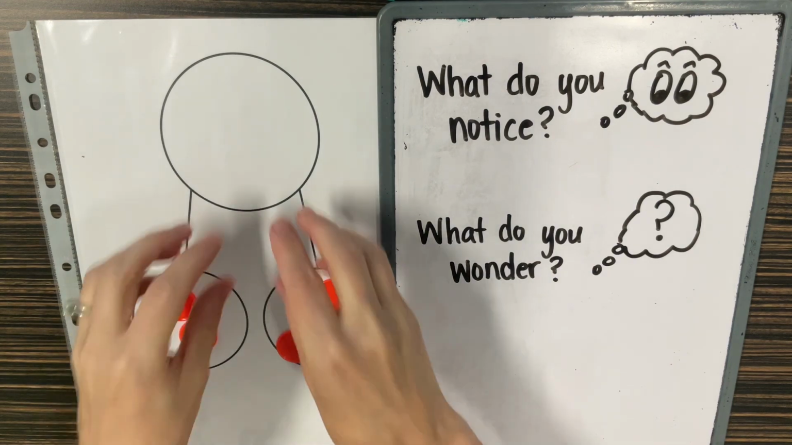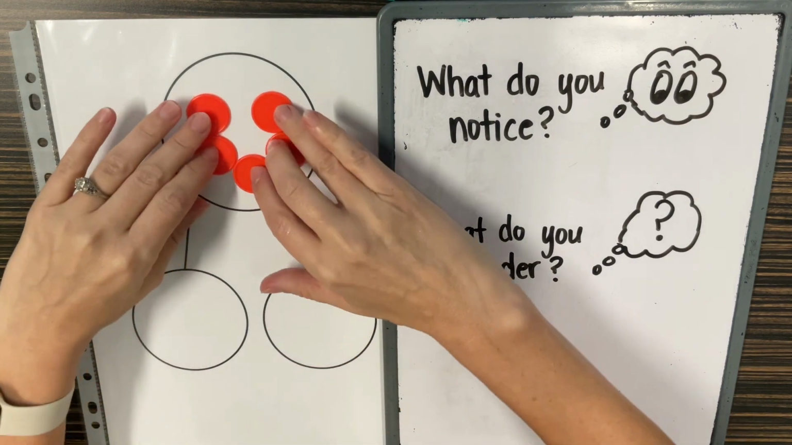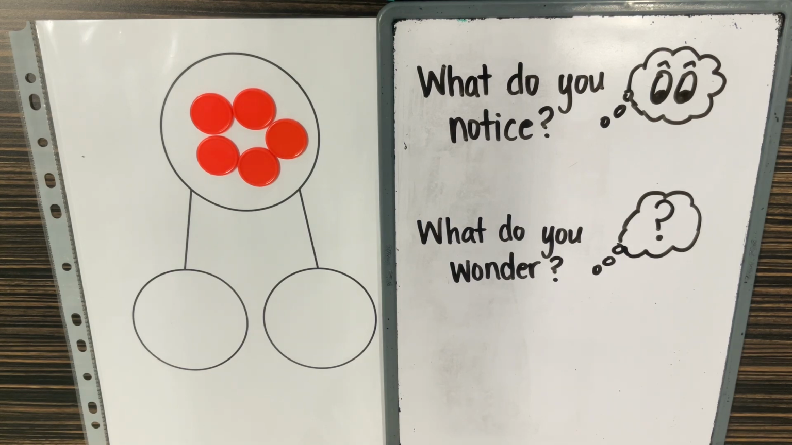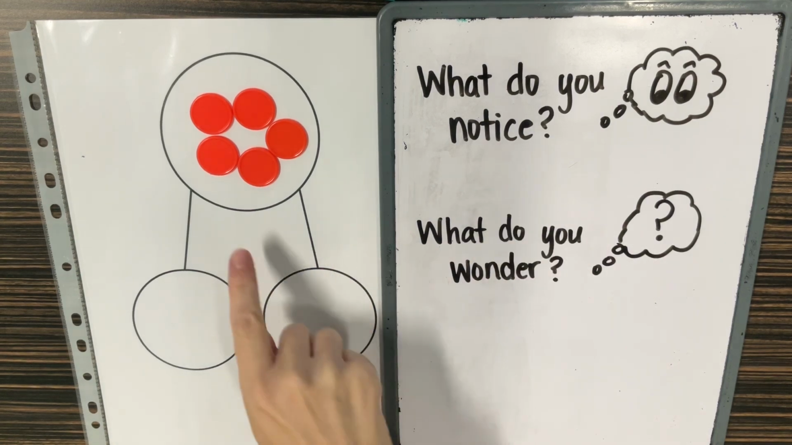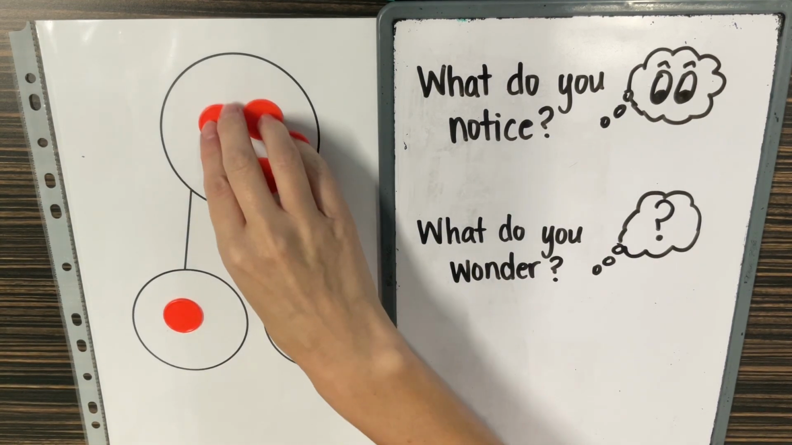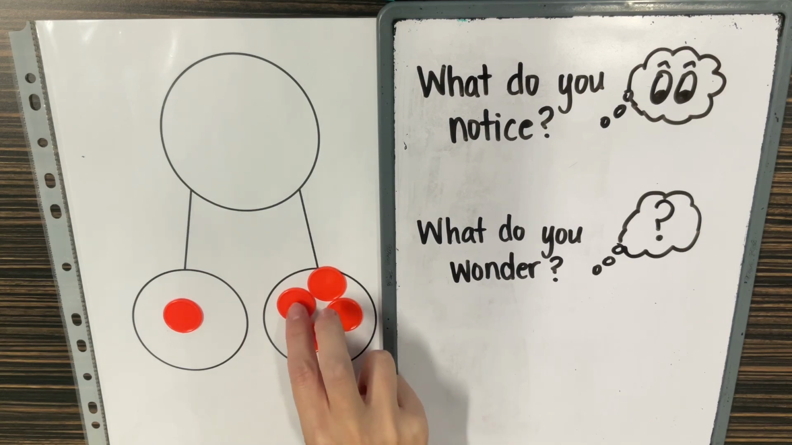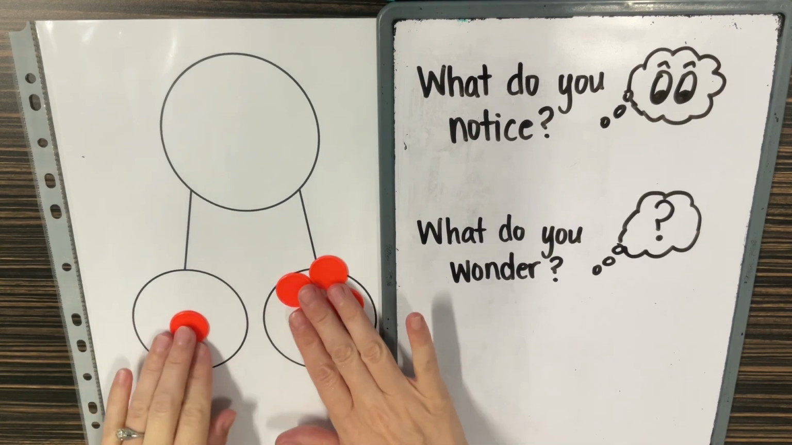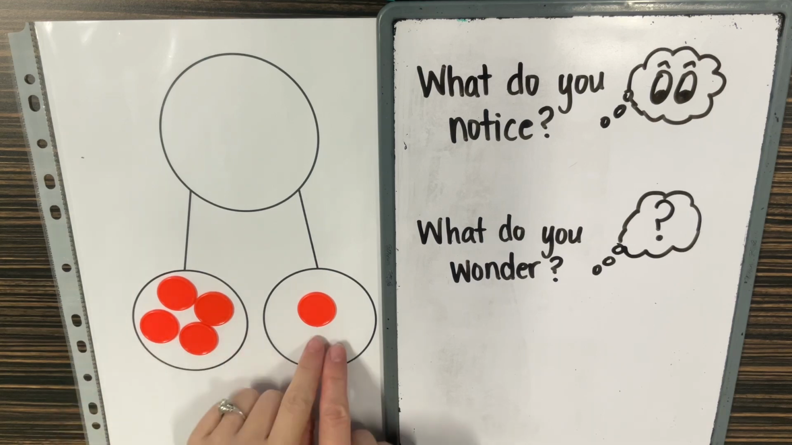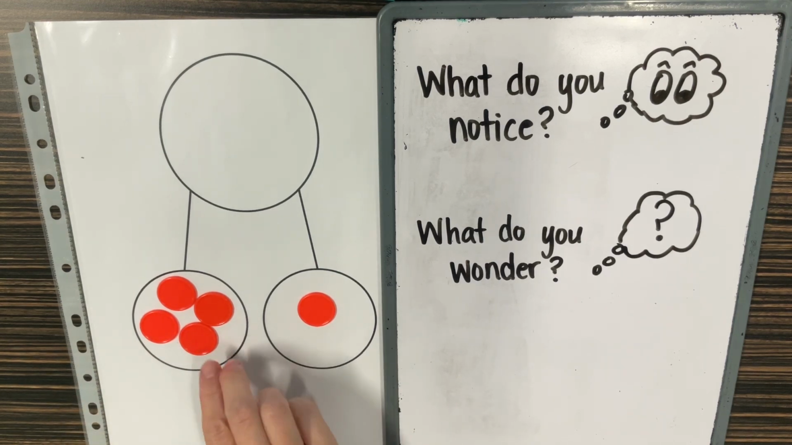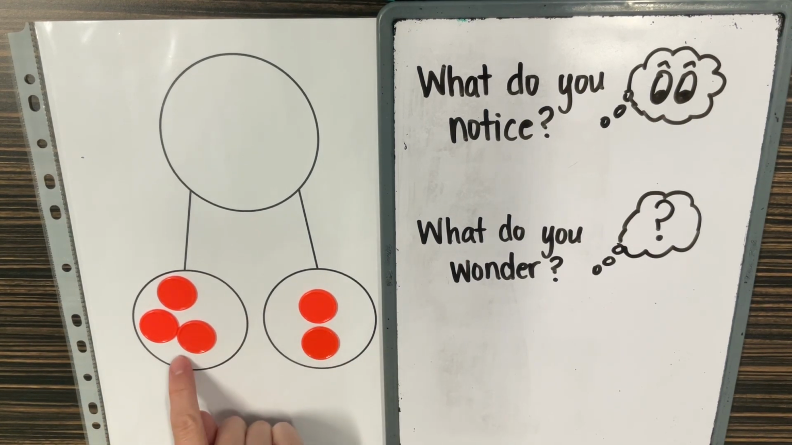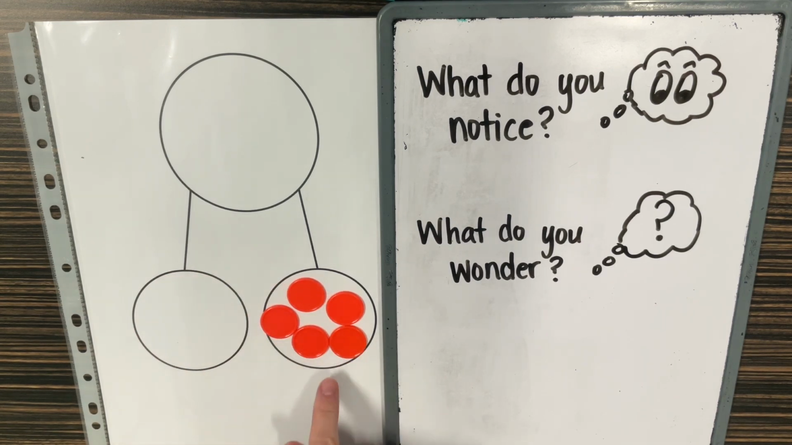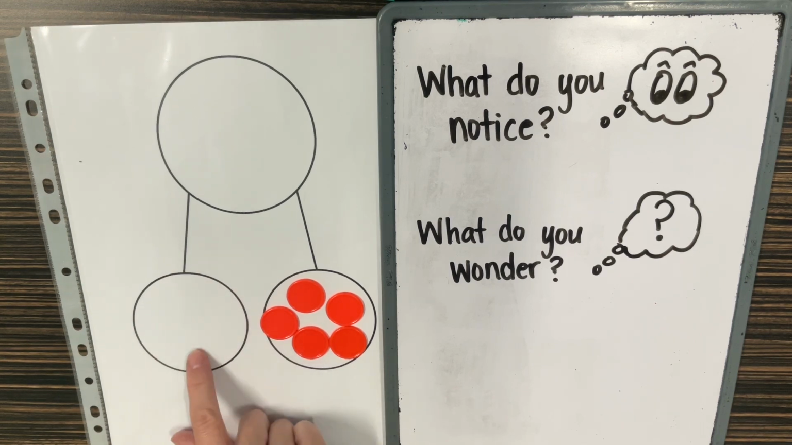What's another way I could decompose my 5 counters? Pause the video and give it a go. What did you notice? You might have done 1 and 1, 2, 3, 4. You might have even switched those and done 4 and 1. Did you do 3 and 2? What about 5 and nothing? We call that 0.